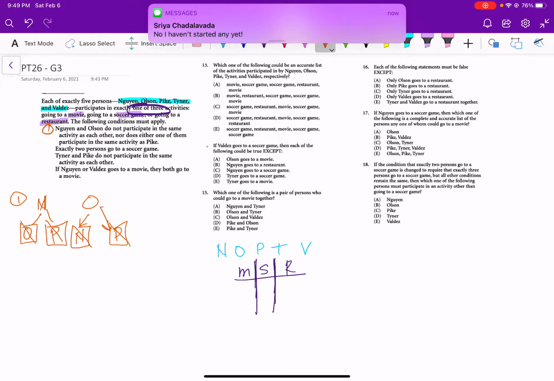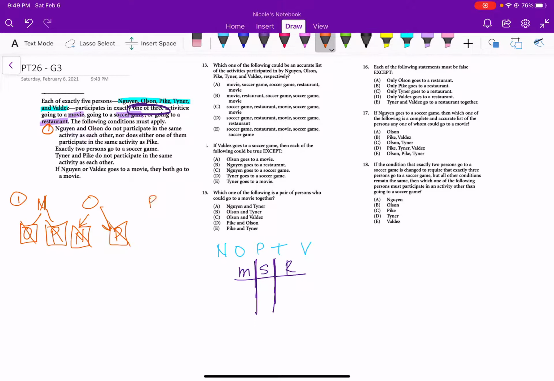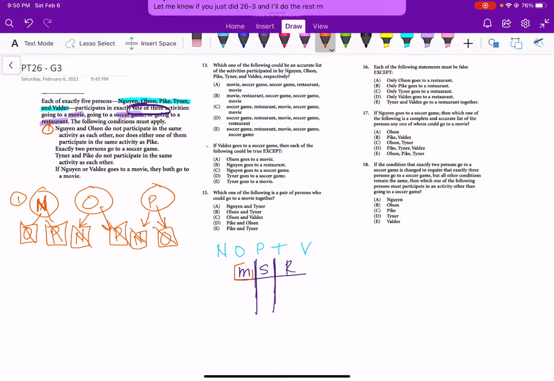And then if we have P, that means that we do not have N, and we do not have O. That's how I would just draw them out. Just knowing that these 3 cannot overlap at all. It's kind of funny because we have 3 different activities, and so clearly one of them is going to be here, one here, and one here.